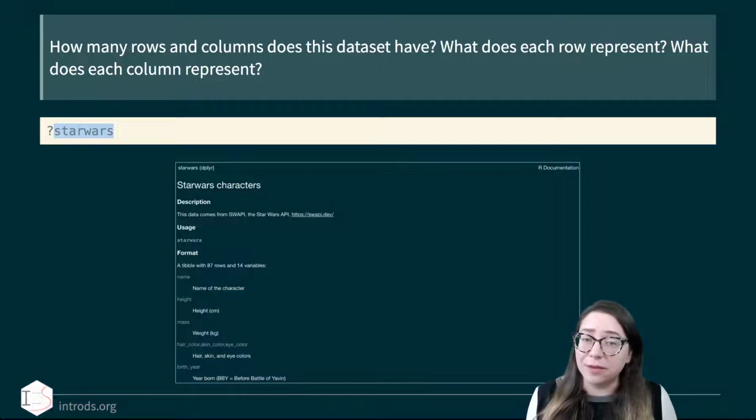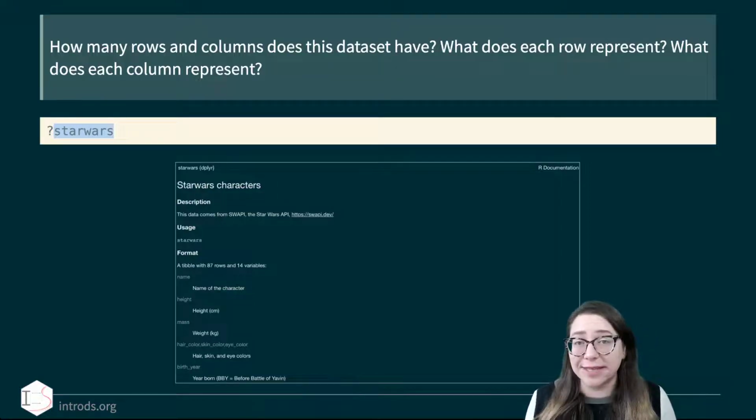So the number of columns and the number of rows in this data set are also given to us in the documentation. We have 87 rows and 14 variables, so 14 columns. And we know that each row represents a character from the Star Wars enterprise. And we also have gone through what each of the columns mean roughly as well.